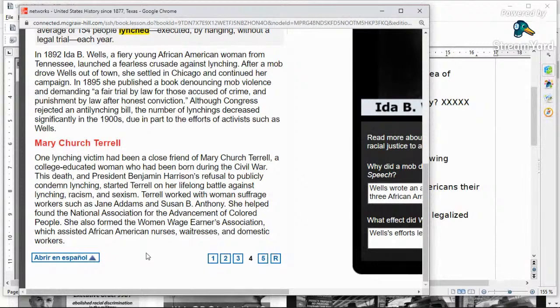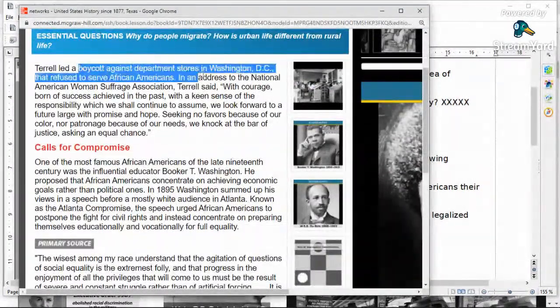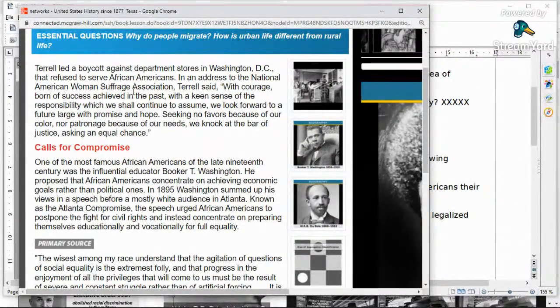One lynching victim had been a close friend of Mary Church Terrell. She was a college-educated woman born during the Civil War. And at that time, President Harrison refused to condemn lynching. It began Terrell on her lifelong battle against lynching, racism, and sexism. She worked with women's suffrage, which is giving the women the right to vote. So again, this is more protesting, campaigning, educating the public. Boycotts against department stores was another thing that they did. Okay? That means don't buy from these places that are not going to treat people the same.